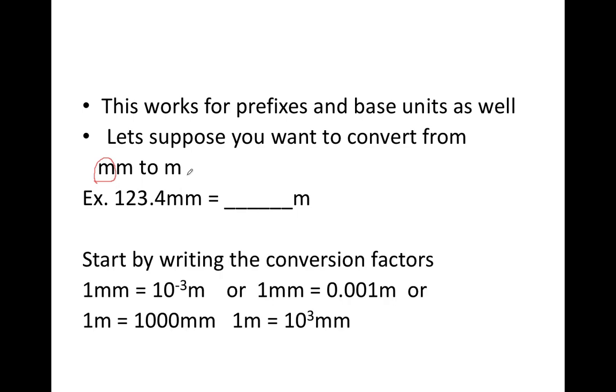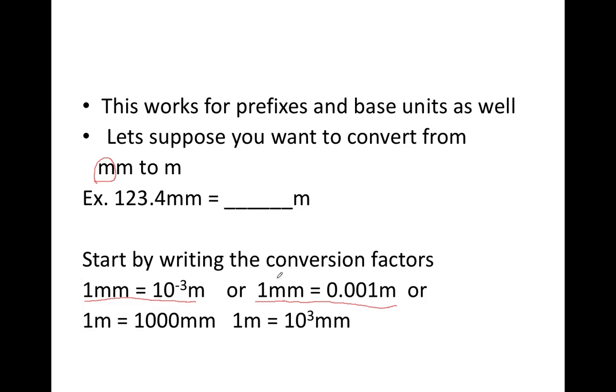So we start by writing the conversion factor. This is where you can use the chart, and you do get the chart for quizzes and tests. There's several ways to write this, and all of these mean exactly the same thing. So 1 millimeter is equal to 10 to the negative 3 meters, which is directly from the chart. Or we can multiply the 10 to the negative 3 out, and we can expand it to a decimal. So 1 millimeter is equal to 0.001 meters.